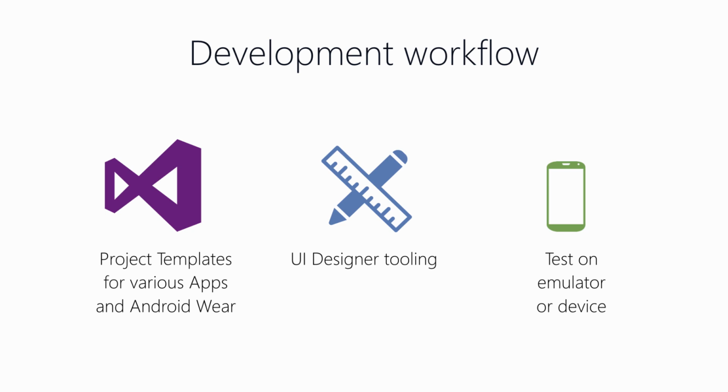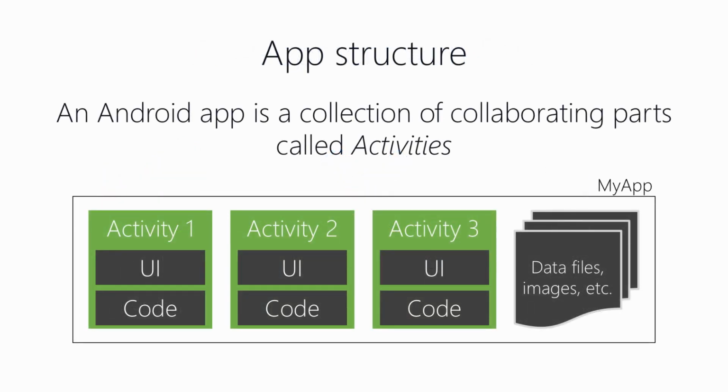So now that we have our IDE set up and ready to go, let's look at the structure of a Xamarin Android application. The basic building block of an Android application is an activity. An activity groups together the UI and the code that's needed for the user to interact with your app. I like to think of an activity as analogous to a page or a screen in an app.